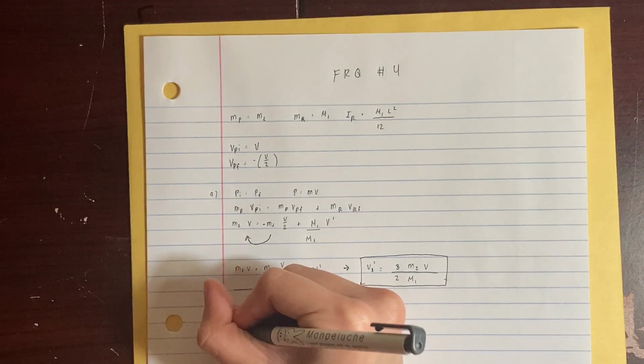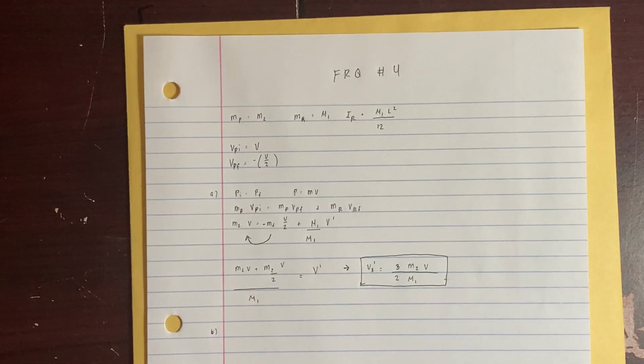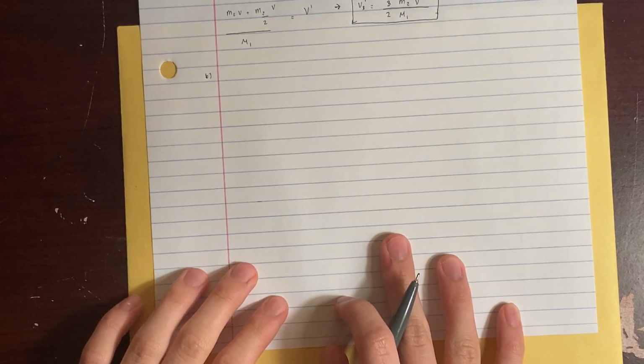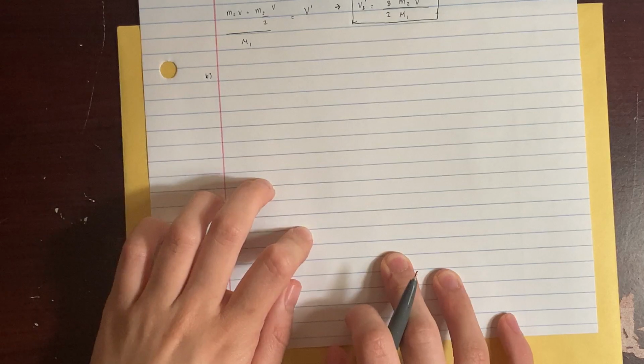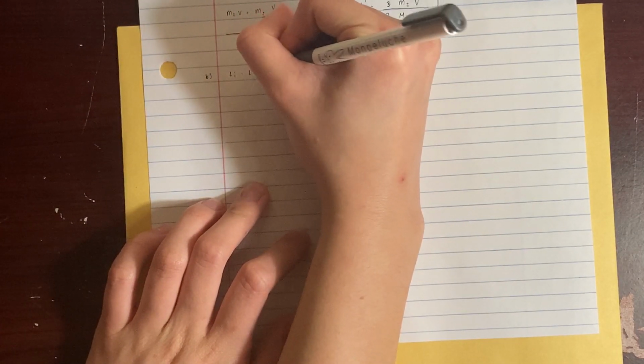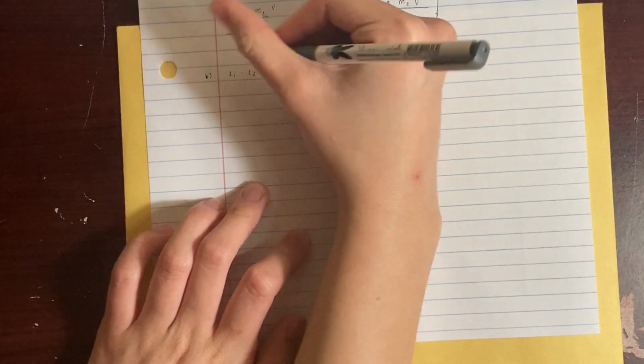And then for part B, now we're going to use angular momentum conservation to find the final angular velocity of the rod. So angular momentum initial equals angular momentum final. And there's a couple more definitions we need.